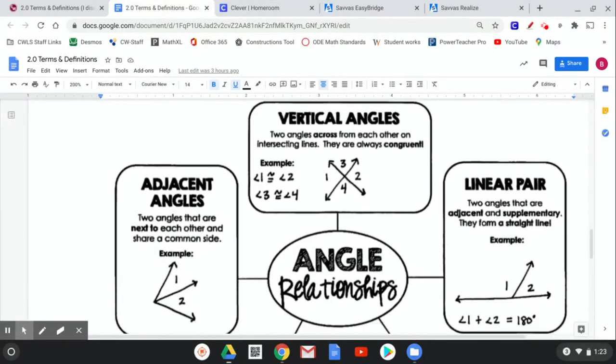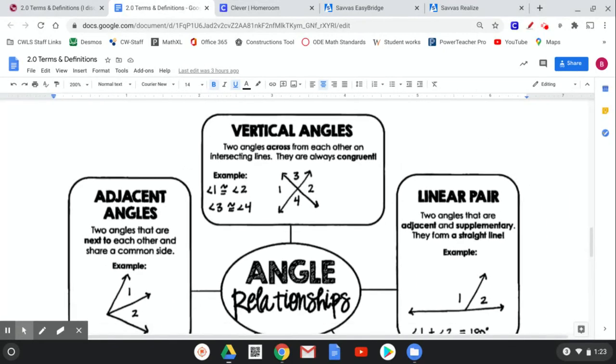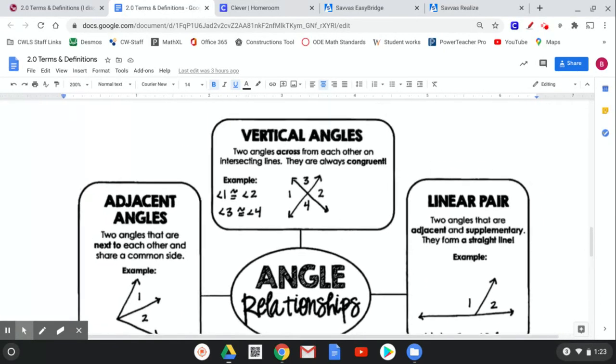So the next thing I want to talk about is vertical angles and all these other angle relationships. The first one is vertical angles. These are angles that are across from each other, and they're going to be congruent. If you look at this, angles 1 and 2 are congruent because they're across from each other. This is something we're going to use for the rest of the year.